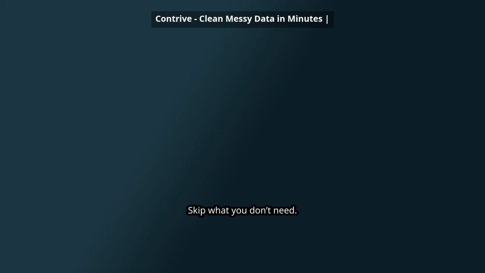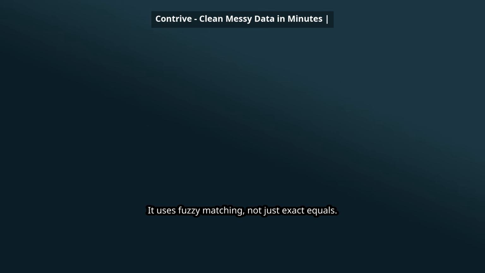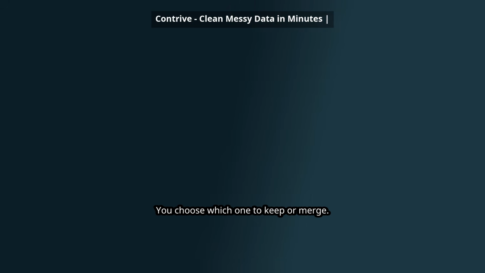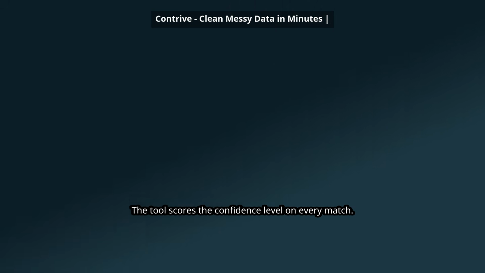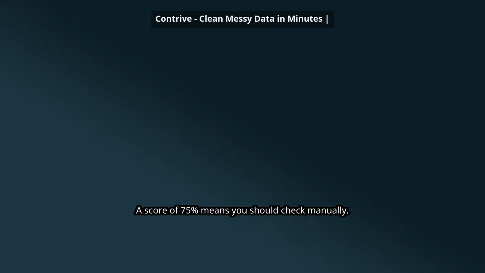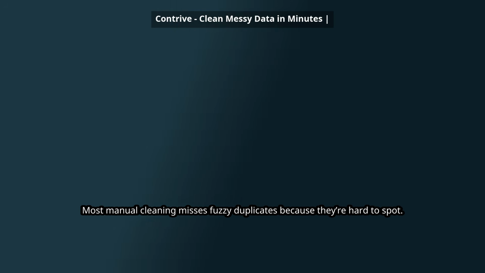Then, handle duplicates. Contrive groups rows that look similar. It uses fuzzy matching, not just exact equals. 2 rows with John Doe and John Doe get flagged as potential matches. You choose which one to keep or merge. The tool scores the confidence level on every match. A score of 98% means it's nearly certain. A score of 75% means you should check manually. You're making the final call. This step alone saves an hour. Most manual cleaning misses fuzzy duplicates because they're hard to spot. Contrive surfaces them all in one list.